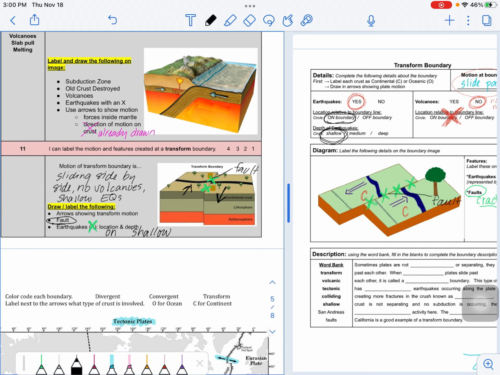So overall, this transform is a really low-key boundary compared to the other ones. Again, you got a little description paragraph here to complete by filling in your keywords.